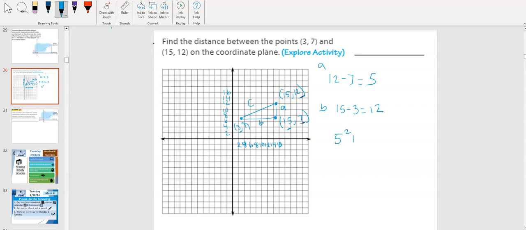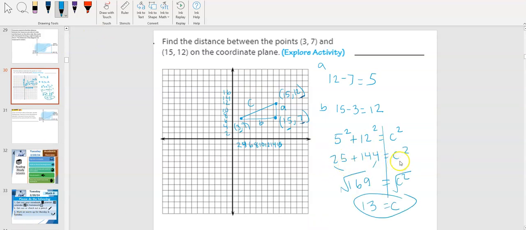And I'm just going to go ahead and do 5 squared plus 12 squared equals C squared. And we're going to solve that to see what it equals. And as you can see here, here's my work. I squared the 5 and the 12. I found the square root of the 169 to get C by itself. And that makes 13. So the distance between these 2 points is 13.